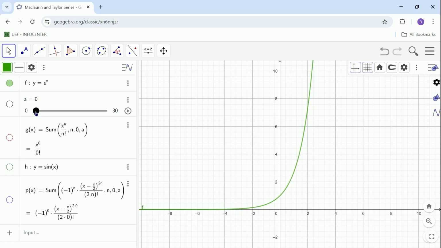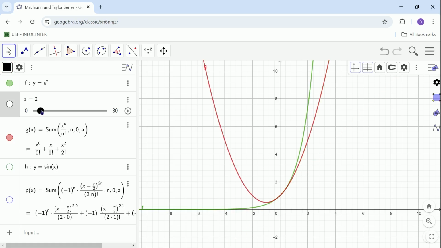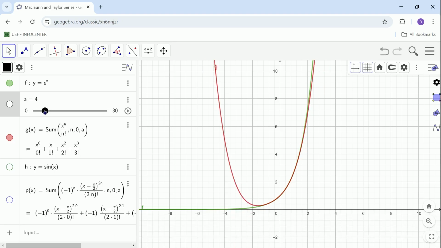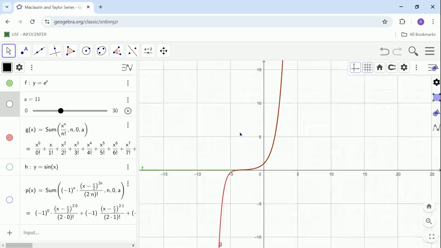So right now, I've got just the 0th term, and I'm going to click that on, and that's that red line. And now I add a term to the sum, and I add another term, and I add another term, and another term, and so forth and so on. And so I'm going to zoom out a bit.